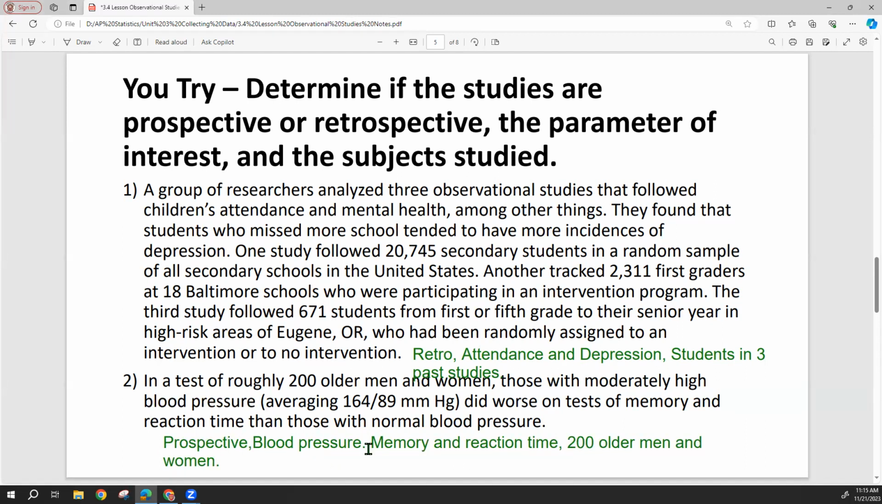In the next one, we have a prospective study. We're following 200 older men and women, measuring their blood pressure, and then giving them some sort of test on memory and reaction time. So the things we're measuring are blood pressure, memory, and reaction time. And our subjects, of course, are those 200 older men and women.